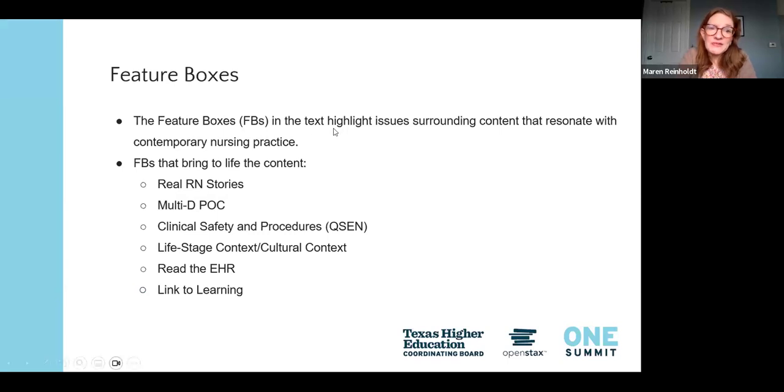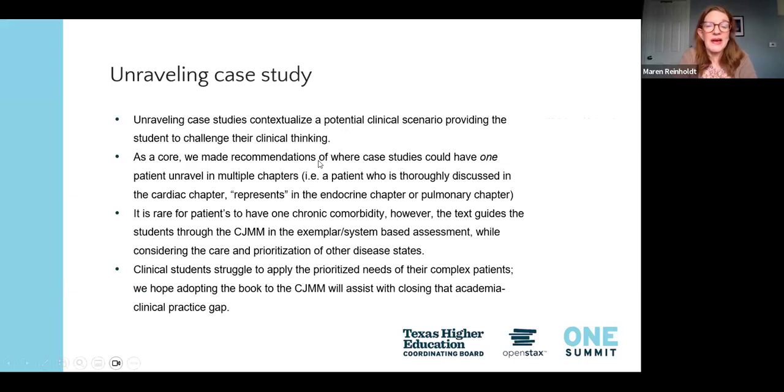Okay, and then we have Dr. Palozie going to talk about the third aspect of the book that is a unique piece. There we go. Sorry about that.